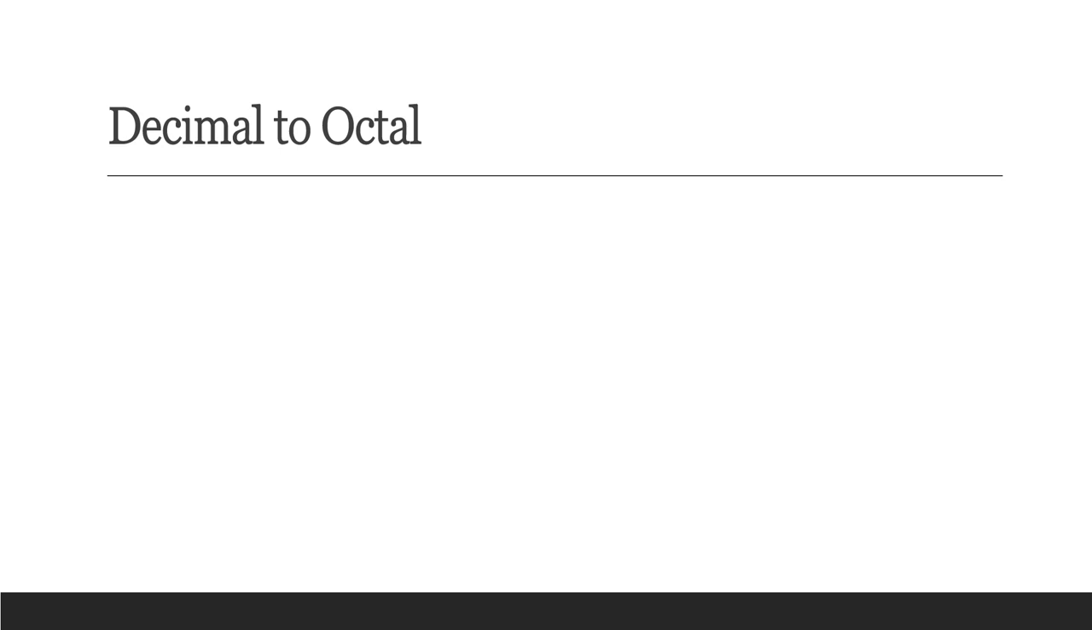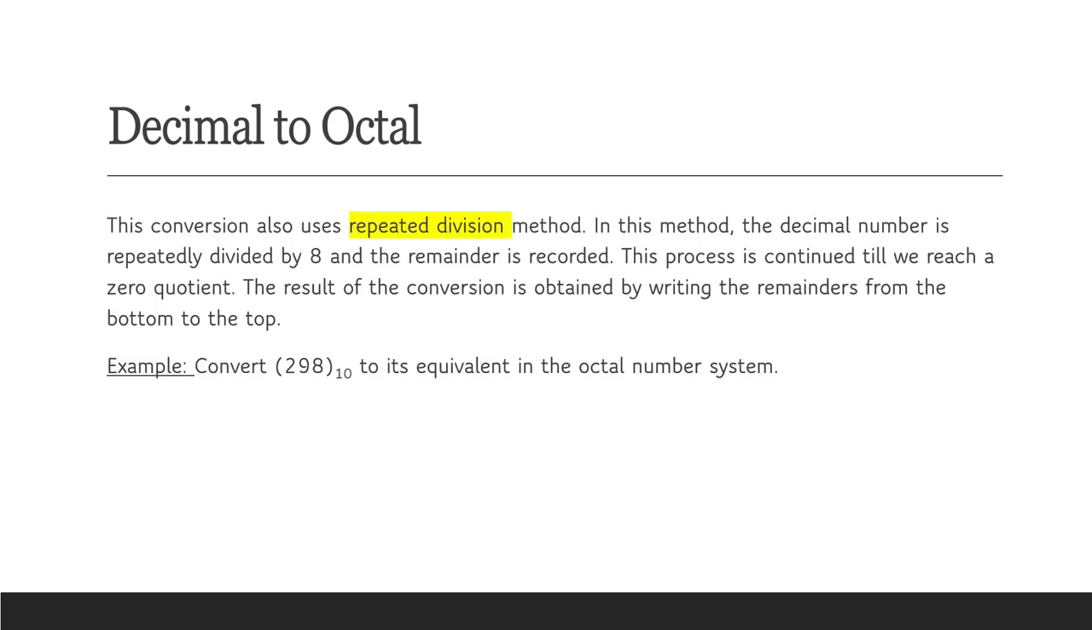Decimal to octal. This conversion also uses repeated division method. In this method, the decimal number is repeatedly divided by 8 and the remainder is recorded. This process is continued till we reach a zero quotient. The result of the conversion is obtained by writing the remainders from the bottom to the top. Example: convert 298 with base 10 to its equivalent in the octal number system.